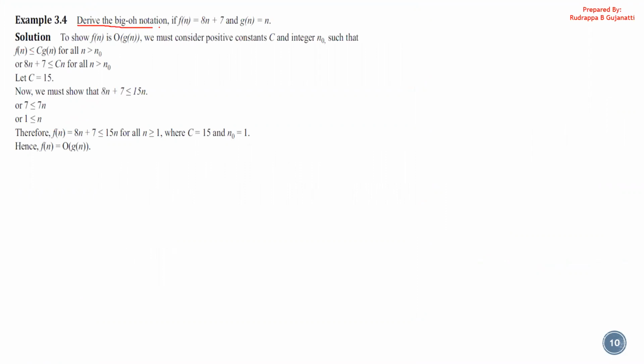Now derive the BigOh notation if f of n is 8 into n plus 7 and g of n is equal to n. So two functions are given: f of n, which is 8n plus 7, and g of n, which is equal to n. Now you have to identify whether f of n will satisfy the BigOh notation of g of n. So I need to check whether f of n is BigOh of g of n.